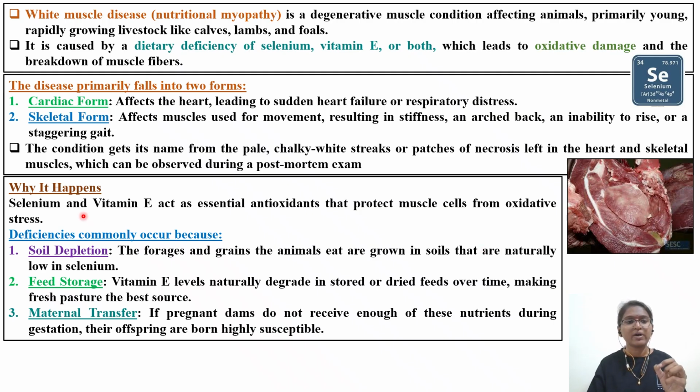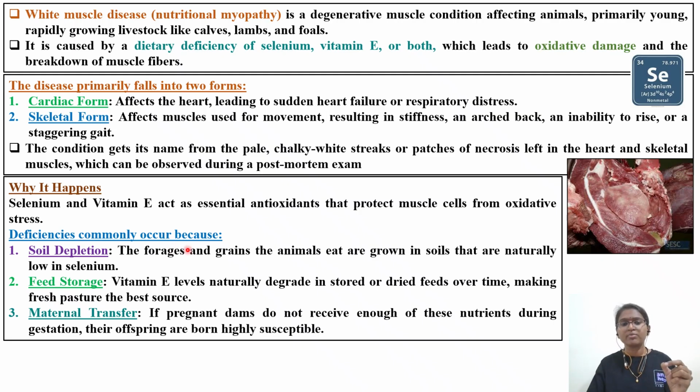Next, why does it happen? We understood it is because of the deficiency in the diet which these cattle are consuming. Selenium and vitamin E act as essential antioxidants. Vitamin E, another name is tocopherol, protects muscle cells from oxidative stress. Oxidative stress releases reactive oxygen species or reactive nitrogen species, and a series of steps follow because of which the cell undergoes either necrosis or apoptosis.